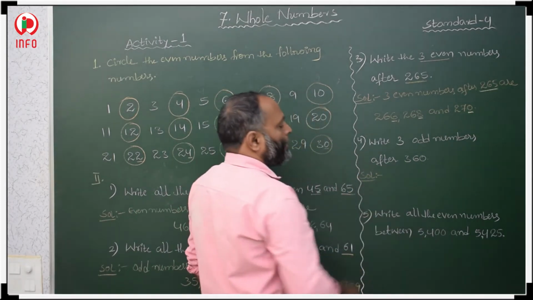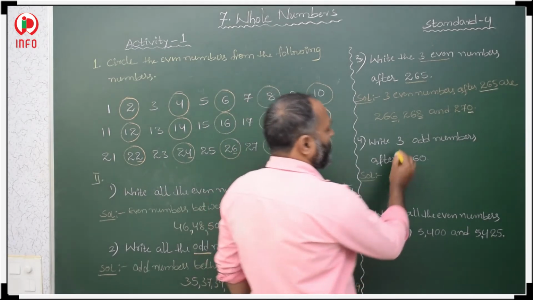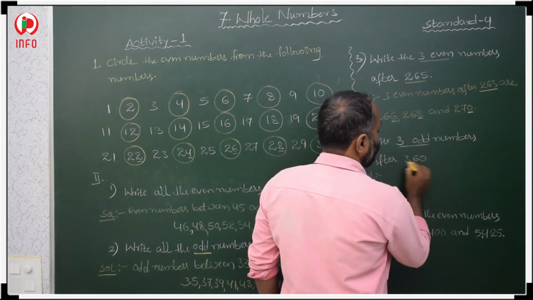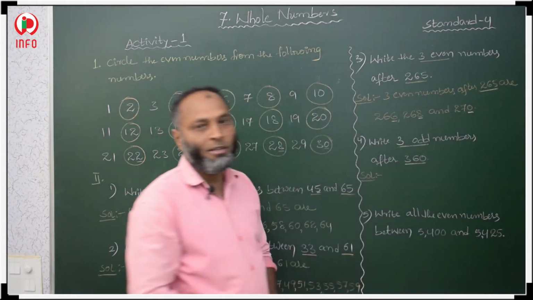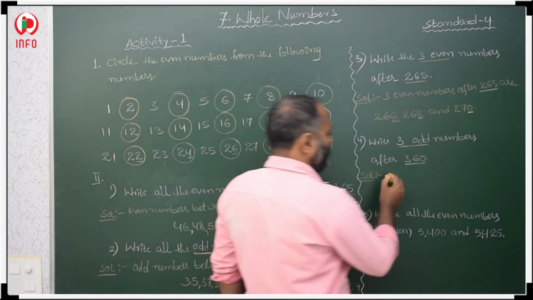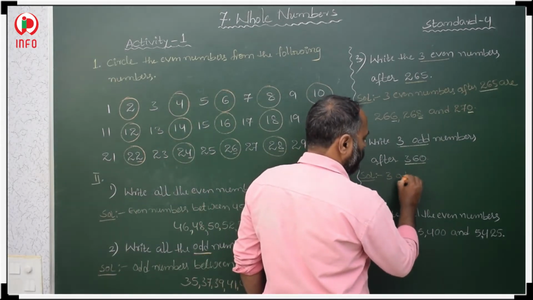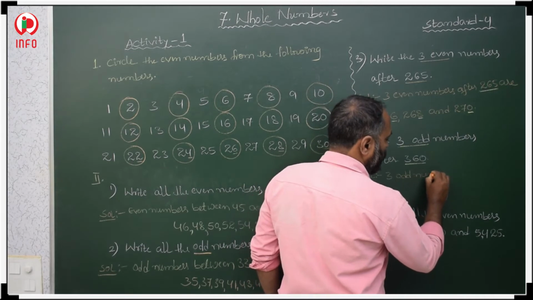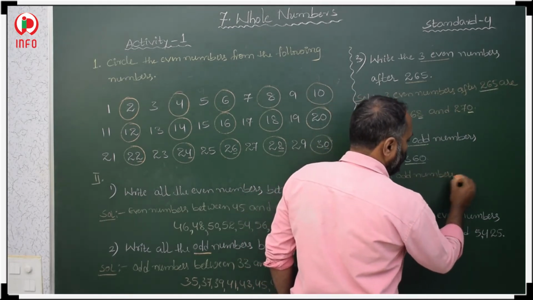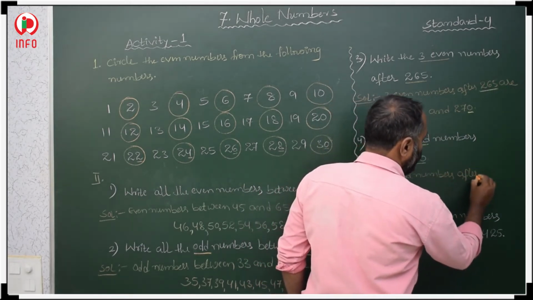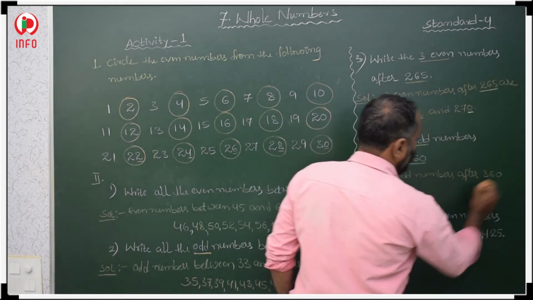Next. Now we have to write 3 odd numbers. How many odd numbers? 3 odd numbers after 360.